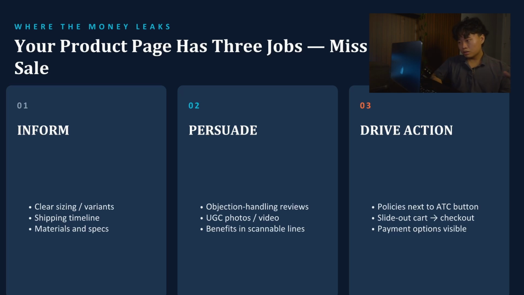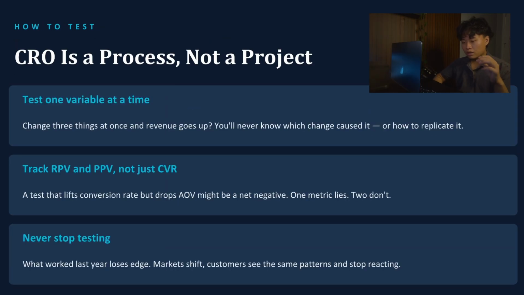Now, if we dive a bit into the product page, it has 3 jobs. And if you miss even one of these, you're going to lose a lot of sales. One is inform, so you need clear sizing and variants, a shipping timeline so they know when they get it, and then materials and specs, the GSM, the fabric, they want to know this. And 2 is persuade. This is why I say use UGC videos, because that's going to handle objections so well. And then reviews, and then benefits and scannable lines as well. Number 3 is driving action, so slide-out cart to checkout, and then payment options is super good.